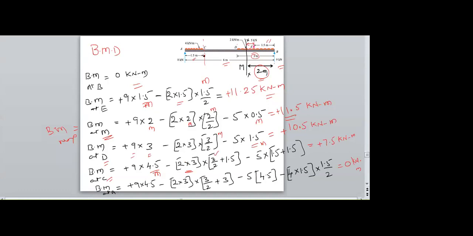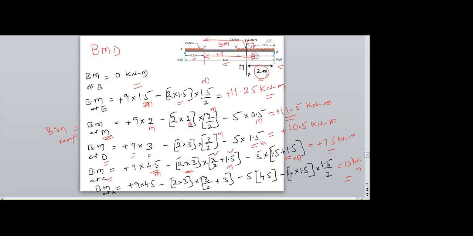And from the C, the length is 3 by 2 plus this length is 1.5 again. Therefore, 3 by 2 plus 1.5. So I am getting this length as 3 meters. Again 5 kilonewtons into 3 meters. So I am getting a positive 7.5 kilonewton. The bending moment at A need to be 0.